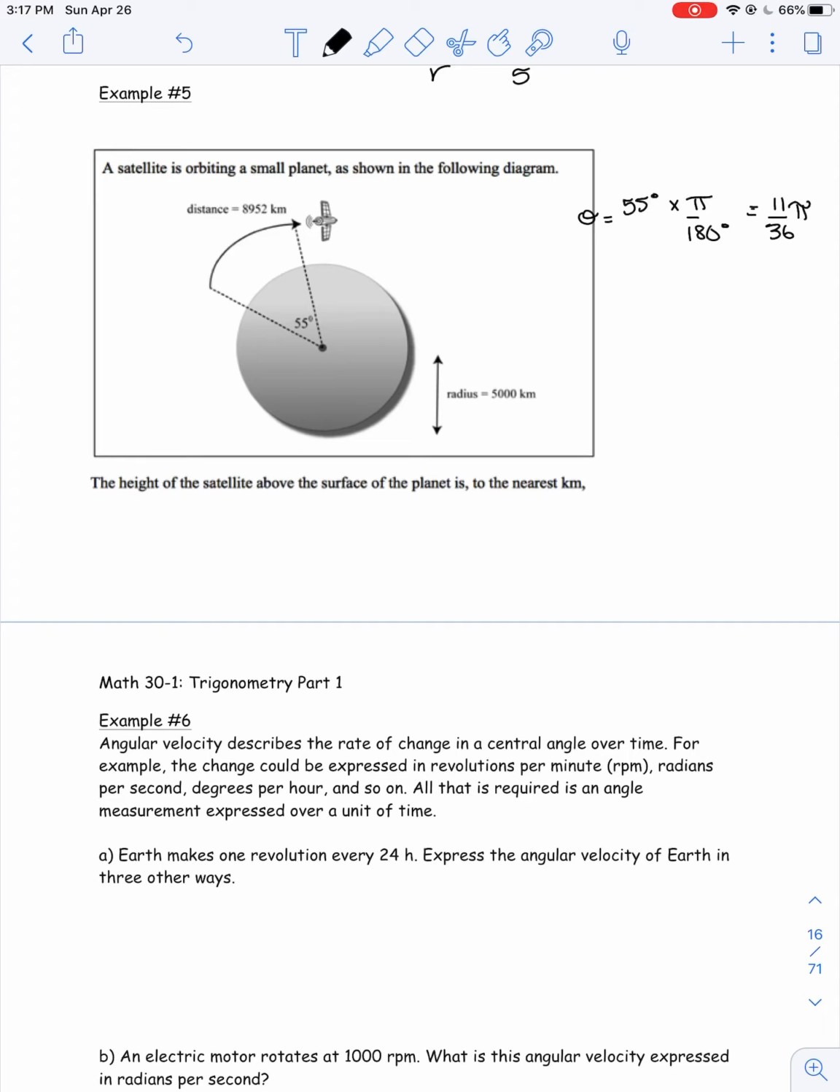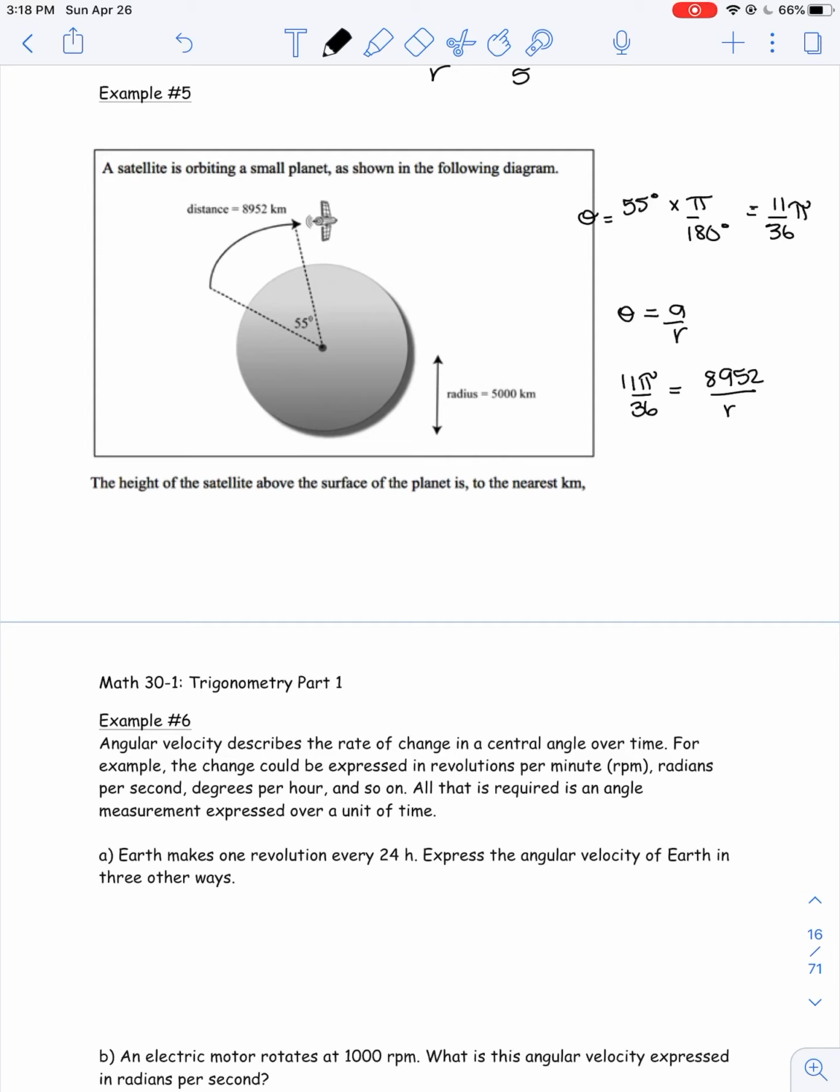Now, part 2 is where we take our formula. We know that theta is equal to A over r. And we already know our value of theta, so that's going to be 11 pi over 36 is equal to A. We already know the distance is 8,952 over our r value, which is what we're trying to solve for.